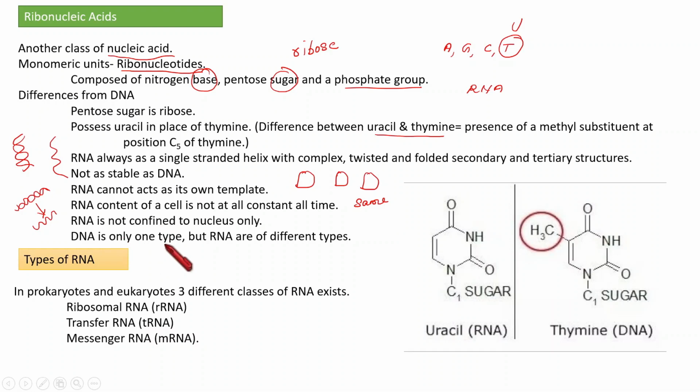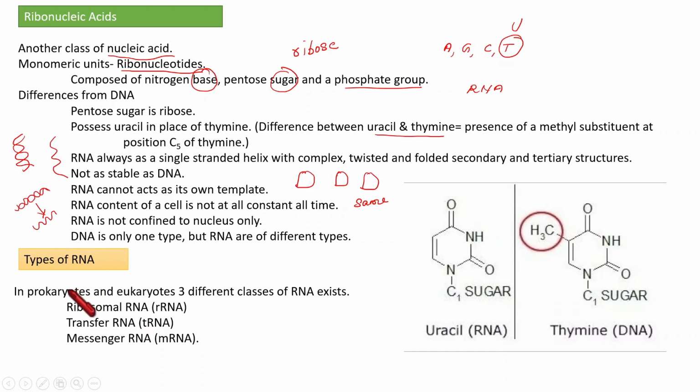And DNA is only one type. One type means some different conformations are there, but genuinely it is only a single type. But RNA, with respect to function and with respect to structure, are of different types. Which are those different types of RNA? We are seeing that in the next section.